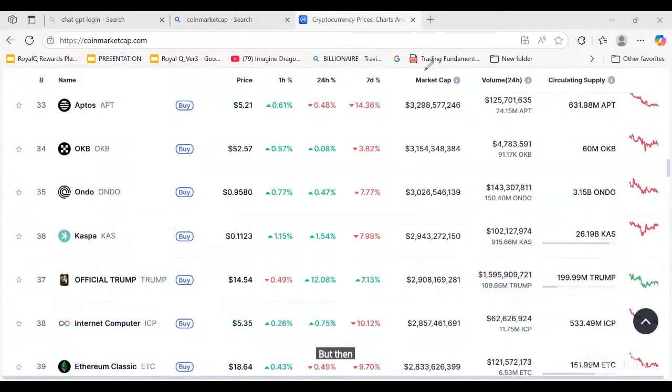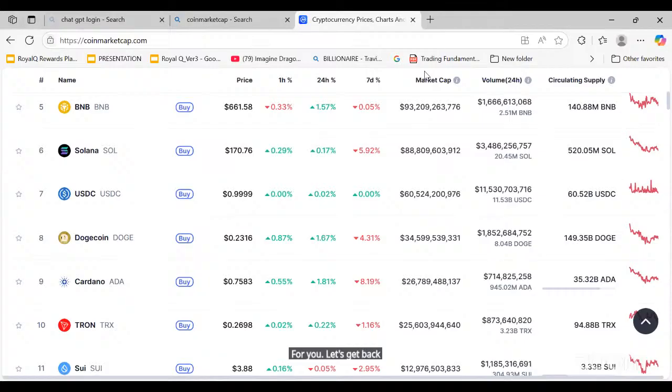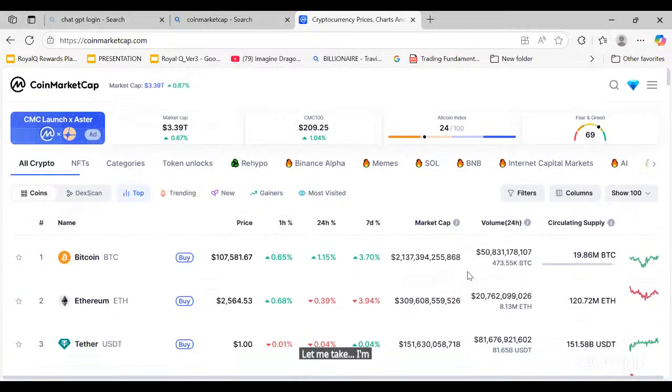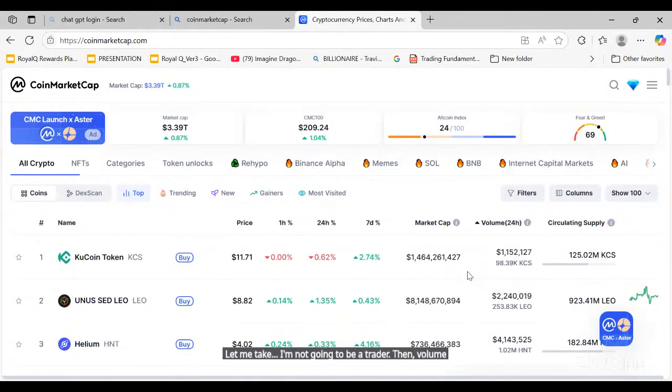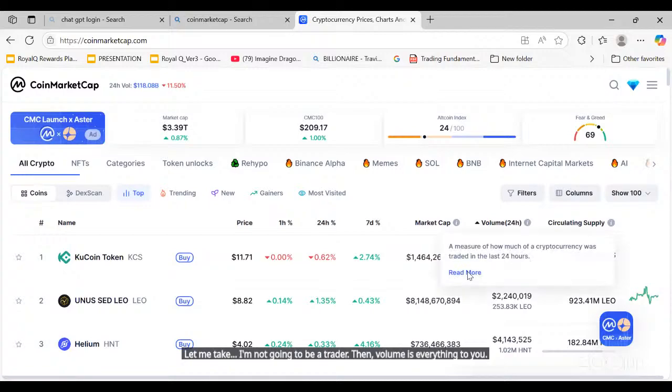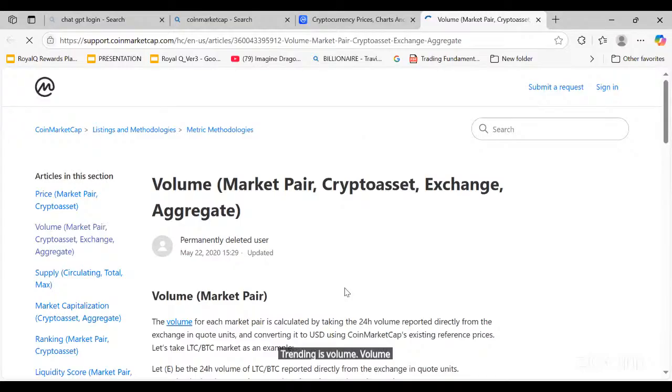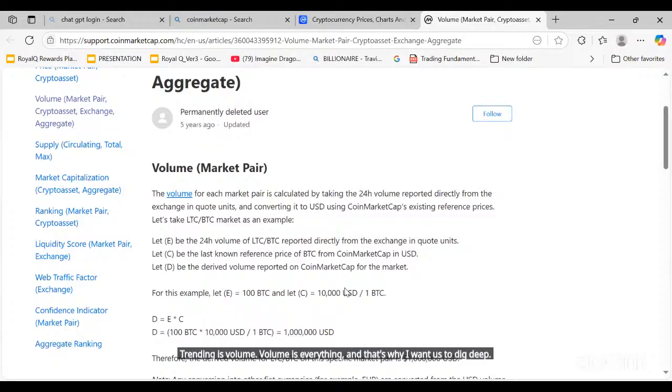But then, I want to talk about volume. If I'm going to be a trader, then volume is everything to you. That's why I want to take time to talk about volume. Trading is volume. Volume is everything. And that's why I want us to dig deep a little bit into volume.